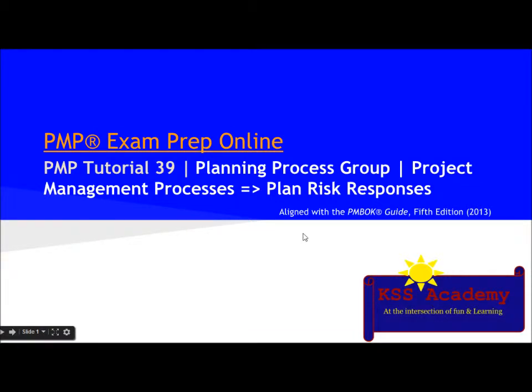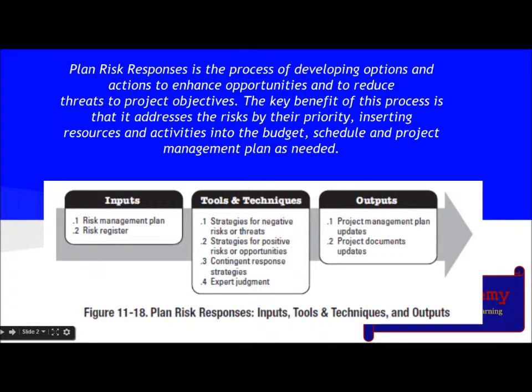Hello people, today we are going to learn about the planning process group project management processes: plan risk responses. Plan risk responses is the process of developing options and actions to enhance opportunities and to reduce threats to project objectives. The key benefit of this process is that it addresses the risks by their priority, inserting resources and activities into the budget, schedule, and project management plan as needed.